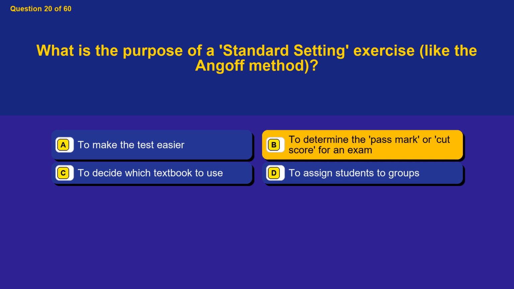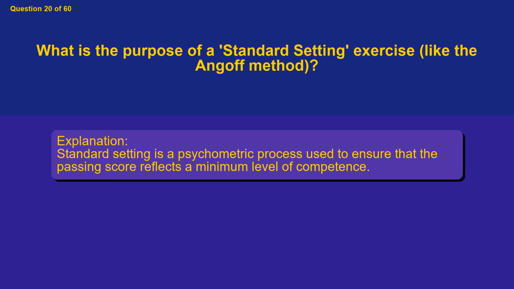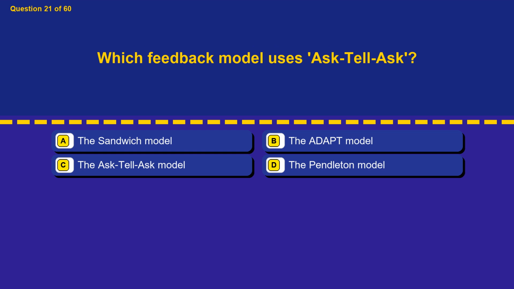The correct answer is option B. To determine the pass mark or cut score for an exam. Standard setting is a psychometric process used to ensure that the passing score reflects a minimum level of competence. Question 21. Which feedback model uses ask-tell-ask?